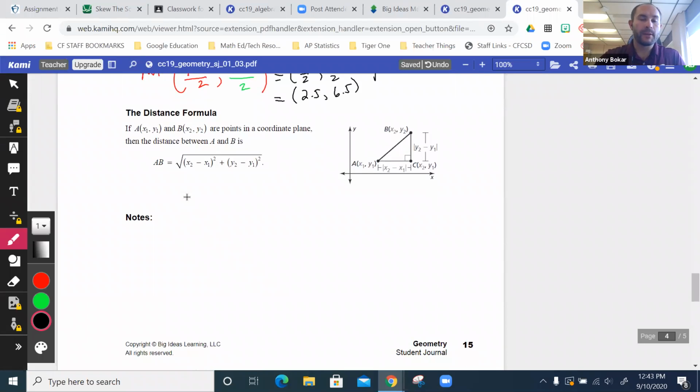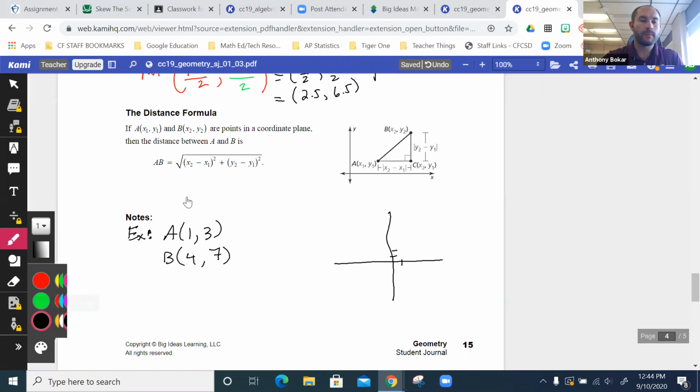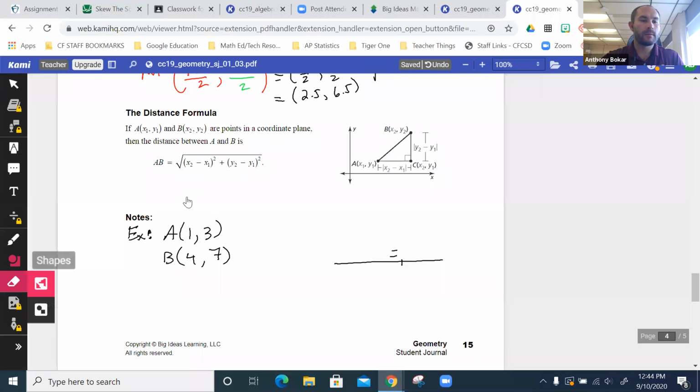Distance formula. Okay, this thing looks a little bit large, maybe a little overbearing, but we're going to get through it in a second. This is called the distance formula right here. Let's say I want to find the distance between 2 points, A and B. So let's say A is the point (1, 3) and B is the point (4, 7). If I plot them on a grid, (1, 3) would be here, and (4, 7). 1, 2, 3, 4.